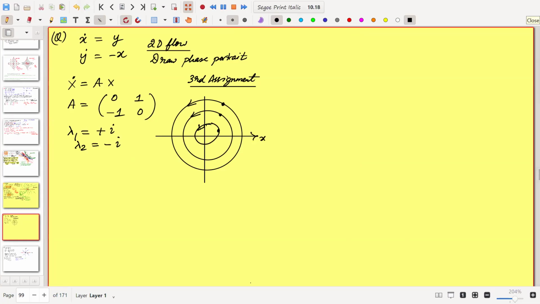Okay, so this is x, this is y, and this is the phase portrait. So why is this the case? Can you work it out? That's the assignment. This is the phase portrait of this 2D flow.